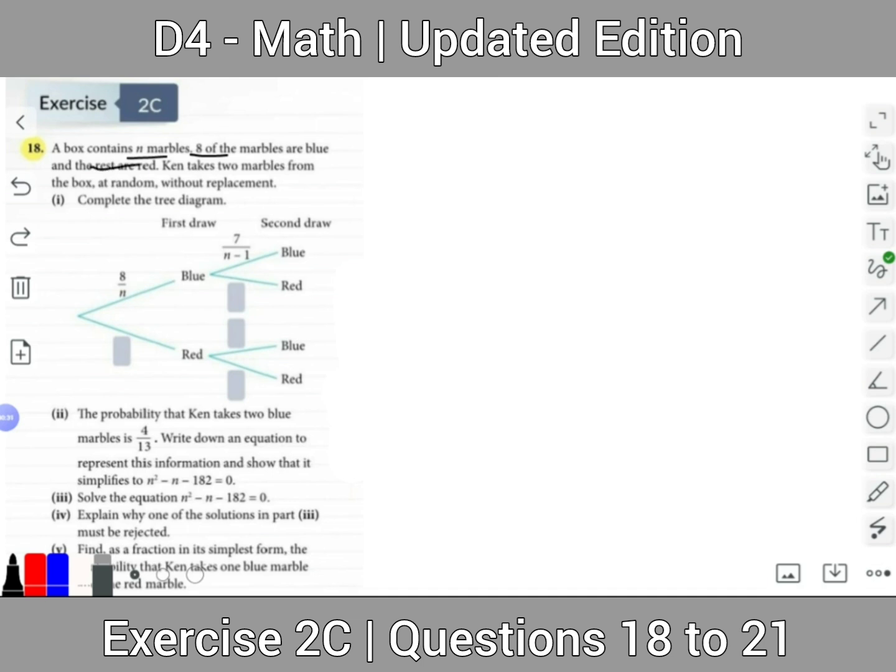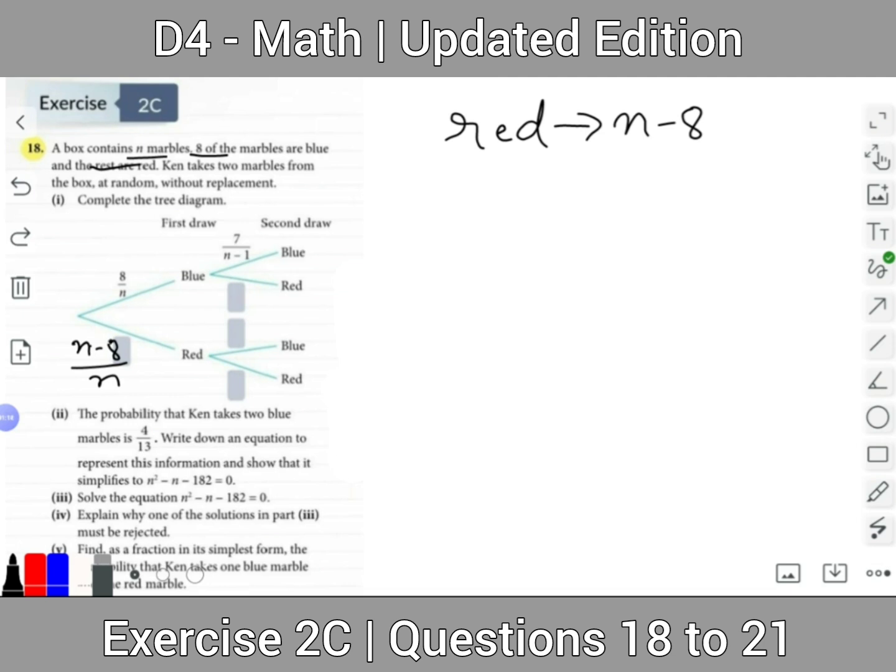So, how will we write the red marbles? The red marbles will be n minus 8, since if we take away the 8 blue marbles from the total number of marbles, we get the red marbles. So now the probability for the red marble in the first row will be n minus 8 over n, since the total number of marbles is n.